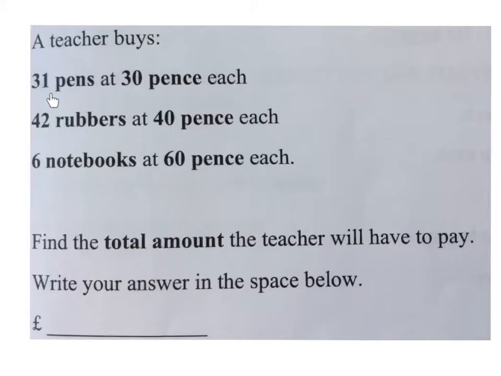A teacher buys 31 pens at 30p each, 42 rubbers at 40 pence each, and 6 notebooks at 60 pence each. Find the total amount the teacher will have to pay. Write your answer in the space below. Well, it's basically asking us to do a little bit of multiplication and then add together our numbers. So we would take our 31 and multiply it by 30. Then we would take our 42, multiply it by 40. Then take our 60 and multiply it by 6 and add together the three totals. But there is an easier way.